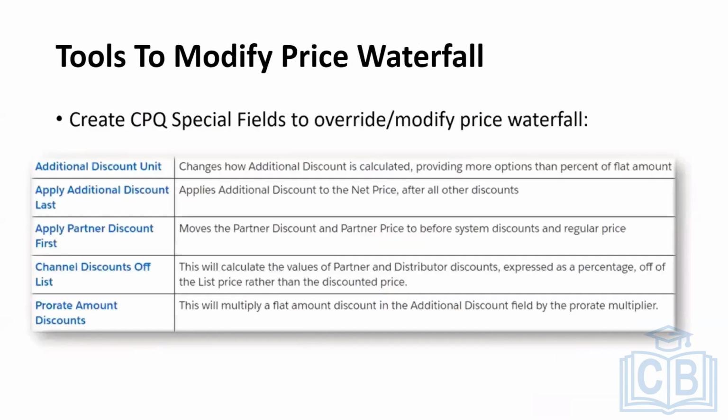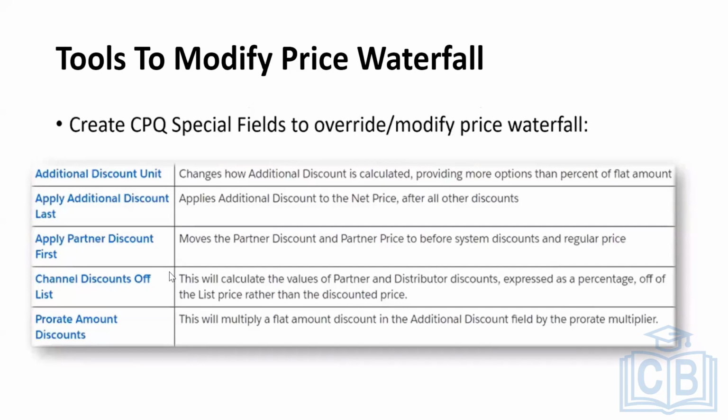So there are a few tools to modify the price waterfall, which I was telling you. These are CPQ special fields to override or modify the price waterfall if you want to do that in future with some of your requirements. That is additional discount unit, apply additional discount last, apply partner discount first, channel discount off list, prorate amount discount. So these are the fields provided by Salesforce CPQ if you want to override that. By using these fields, you can easily do that.